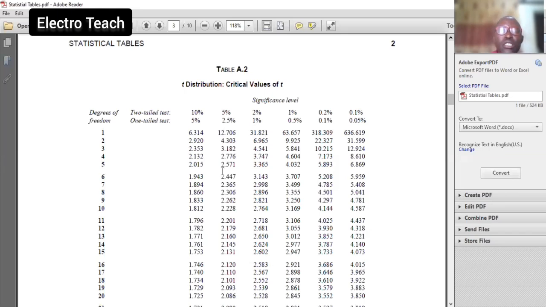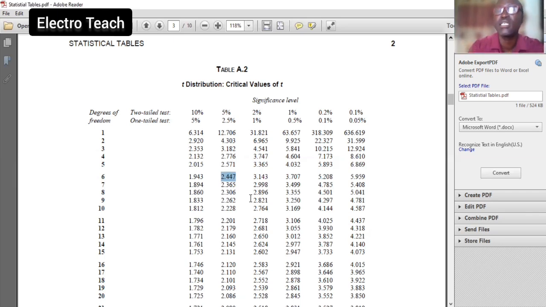The degree of freedom is 8 minus 2, 6. The degree of freedom is 6, so we are looking at this row here. And then for 5%, since we are looking at a 2-tail test, you can see 2-tail is up here. Then when you trace that to row 6, we have 2.447. That is it. That's the tabulated value.